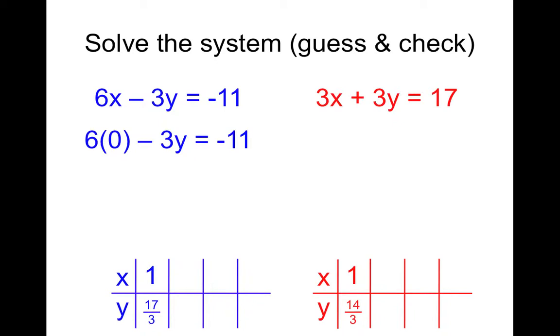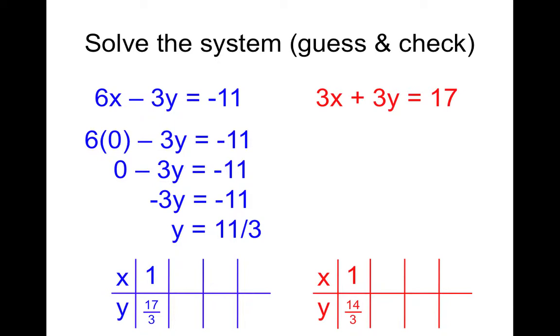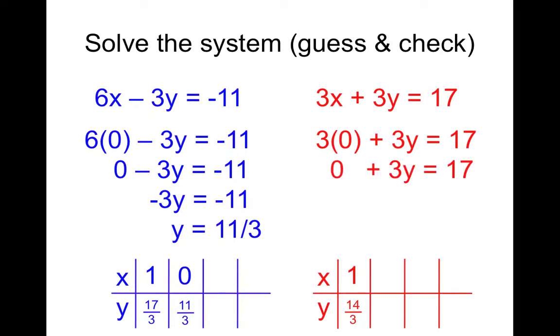How about if x is 0? 6 times 0 is 0, divide both sides by negative 3. In the blue, when x is 0, y is 11 thirds. Well, how about in the red? Oh, we'll divide by 3, and we get 17 thirds. Okay, so when x is 0, that's not the answer. We could be at this for a while if we're just plugging in numbers and hoping that we get lucky.